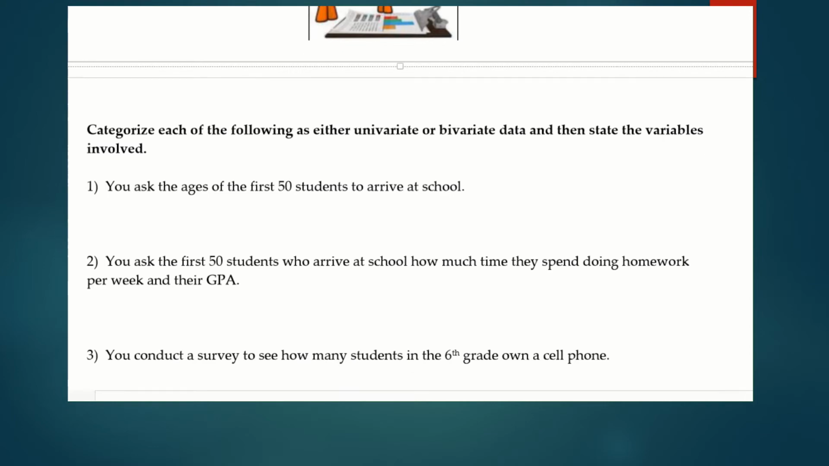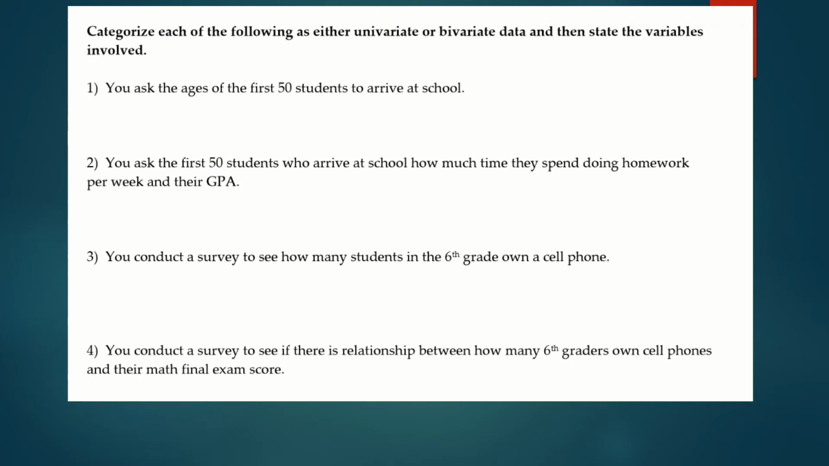Okay, so let's categorize each of the following as either univariate or bivariate data, and then state the variables involved. So number 1 says, you ask the ages of the first 50 students to arrive at school. Okay. So all we're talking about is age of students that are arriving. So this is what we would call univariate.